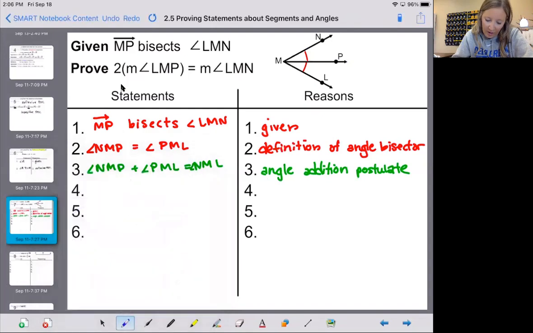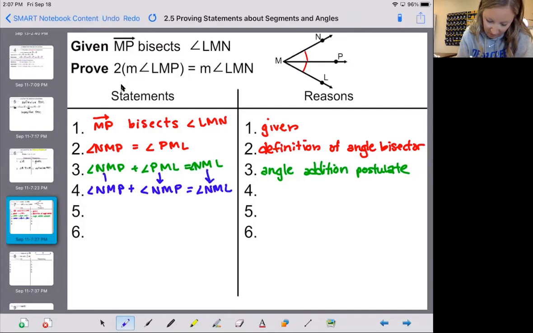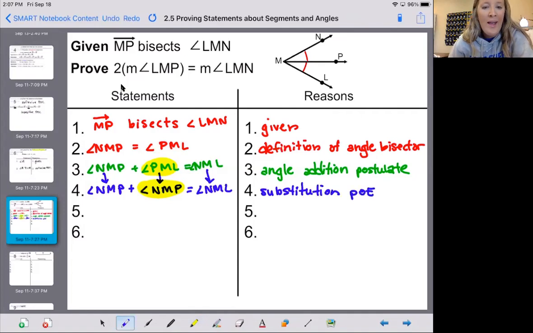However, we know that NMP is equal to PML. So instead of having a PML right here, I'm going to replace that with what it's equal to. It's equal to NMP. So I'm going to have angle NMP plus, and I'm going to bring that down, but instead of PML, I'm going to use NMP. So I brought this down, and then this guy right here in the middle got replaced, okay? The reason it got replaced is because we knew it was equal to NMP. So essentially what we did was the substitution property. We just took what something was equal to and we plugged it in that spot. Okay. Now, if angle NMP plus angle NMP equals angle NML, would you agree that there are 2 of those now?